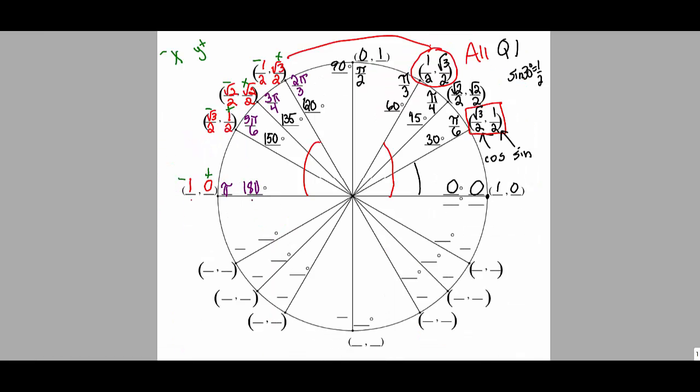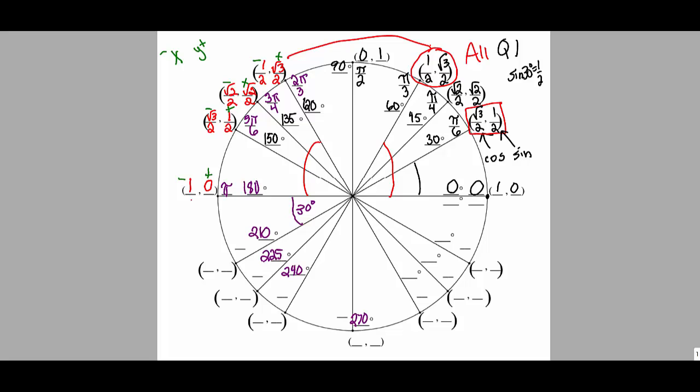In quadrant 3, we have a 30-degree reference angle from 180 into quadrant 3, so that would be 180 plus 30 degrees, which is 210. The next values would be 225, 240 degrees, and 270 degrees.